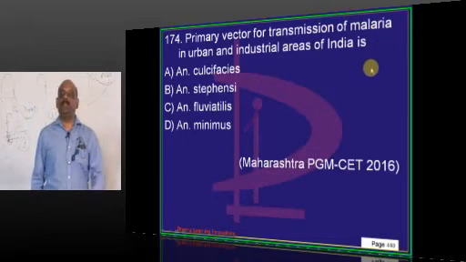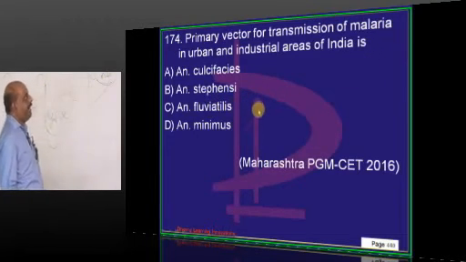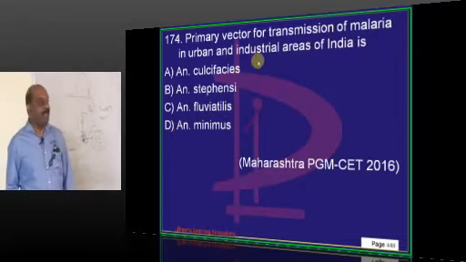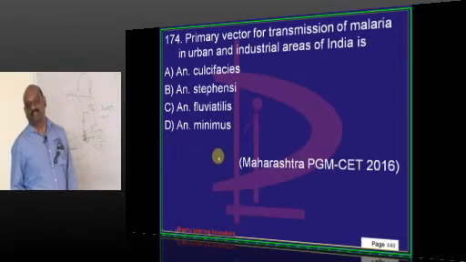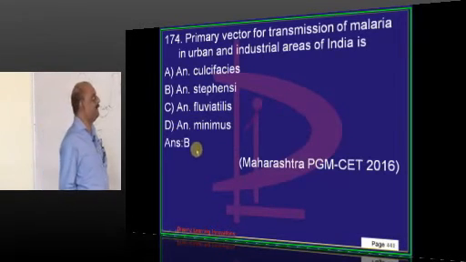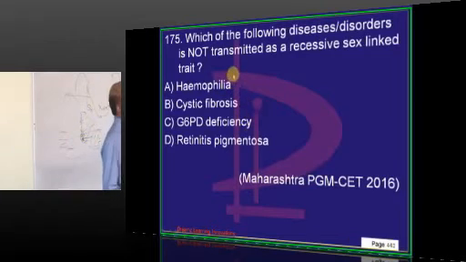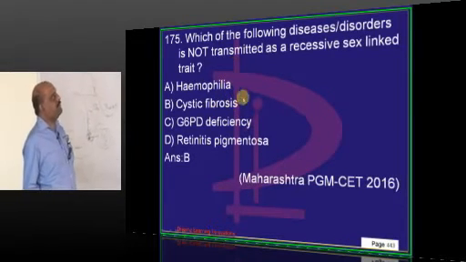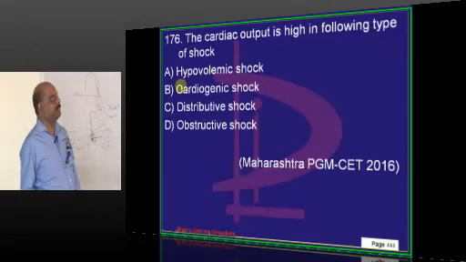Primary vector for transmission of malaria in urban area is what? Stephen's College is there only in the city. City means Stephen's College girls you call. So Stephen's is college, urban. Now, cystic fibrosis is not sex linked, autosomal recessive.